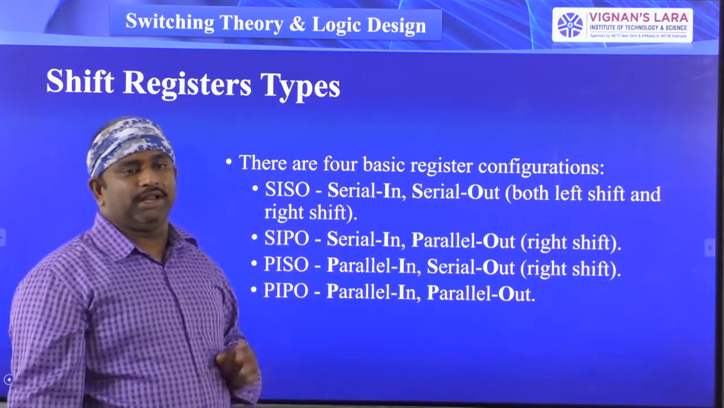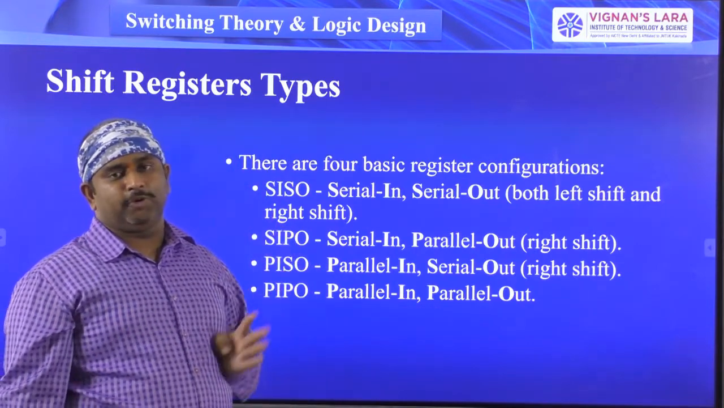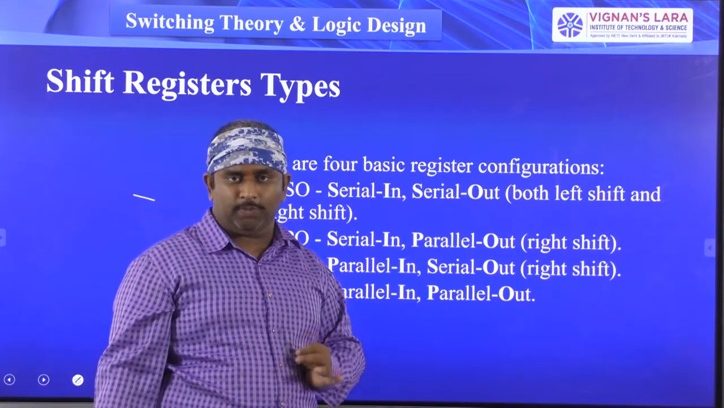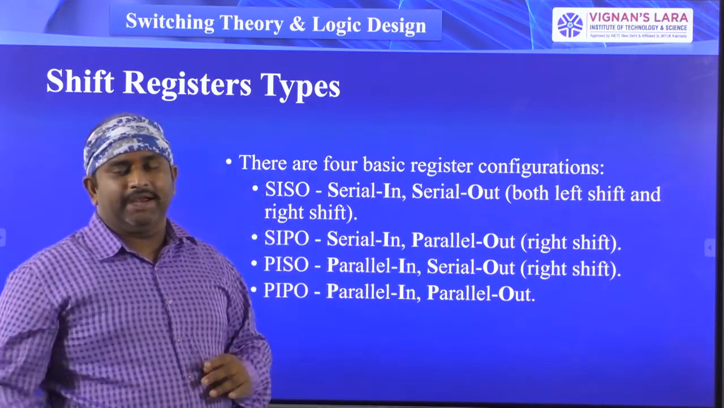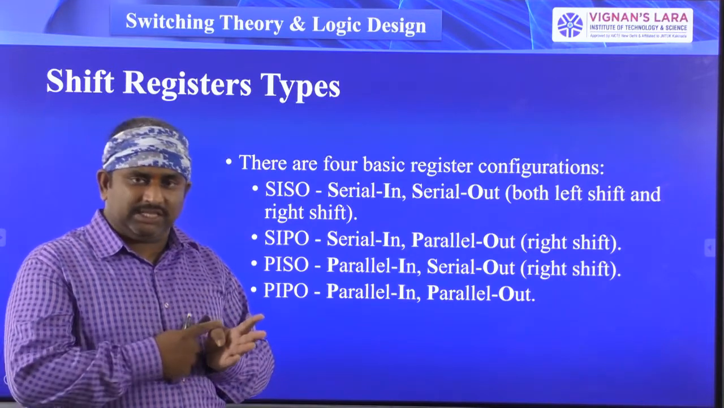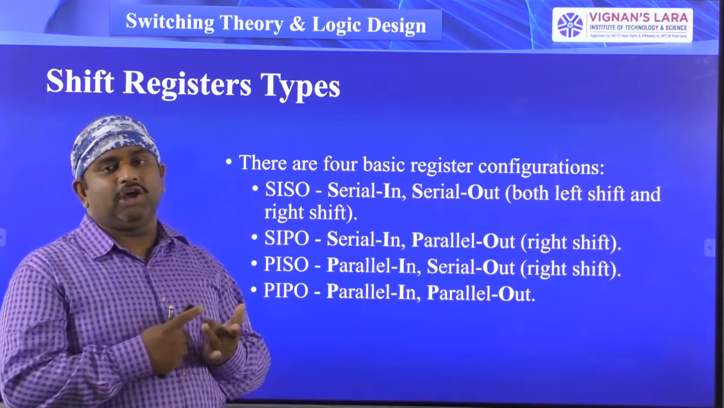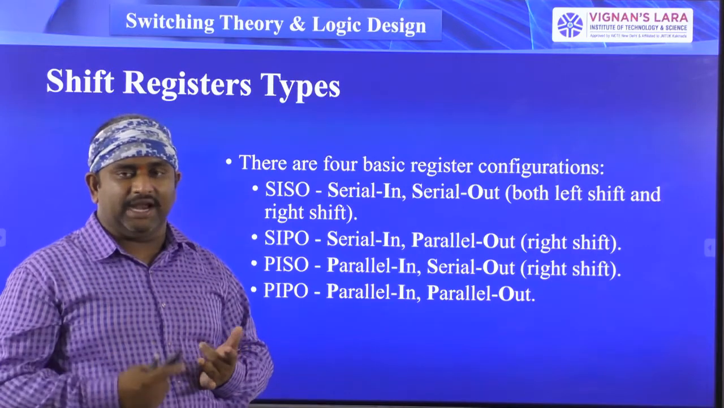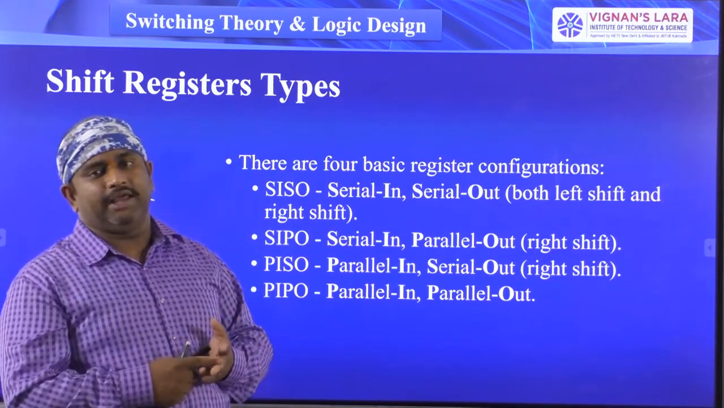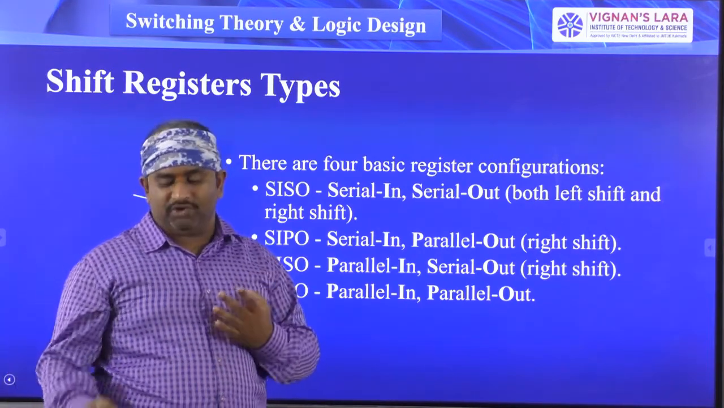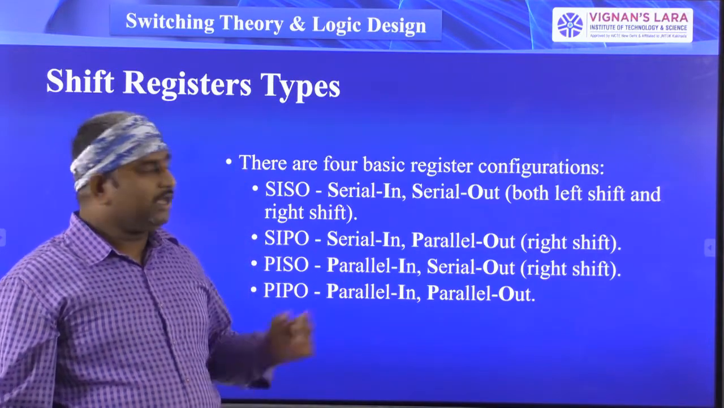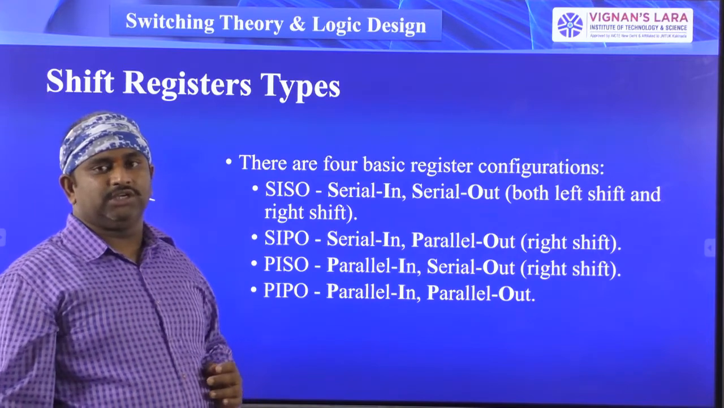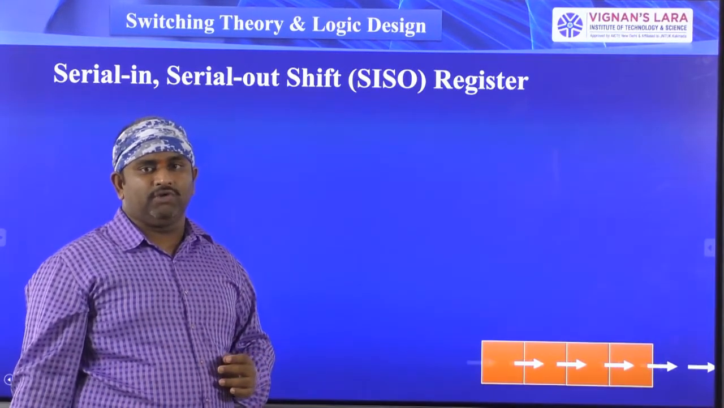So we have serial input serial output, serial input parallel output, parallel input serial output, and parallel input parallel output. At the input side, we are giving the data in the serial direction or parallel direction. At the output side, we are collecting the data in the serial direction or parallel direction. Here we have four different types of configuration modes for shift registers. We will start with the first, the serial input, serial output configuration.